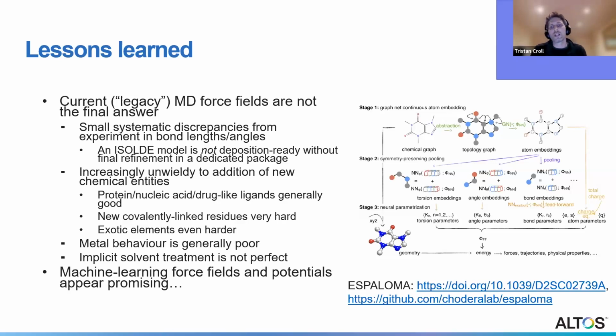Machine learning potentials, on the other hand, are where you're using a machine learning algorithm to actually directly calculate forces at every step of your simulation. And those are showing a lot of potential to give us ab initio-like results at much better performance.